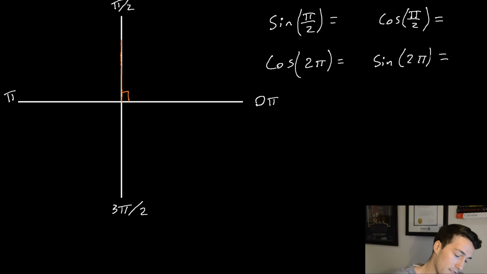So I just know that sine of pi over 2, if I were to look at the unit circle and evaluate it, is just going to equal 1, because our hypotenuse is in the y direction. It's only in the y direction. So that means that our sine of pi over 2 is going to equal 1.